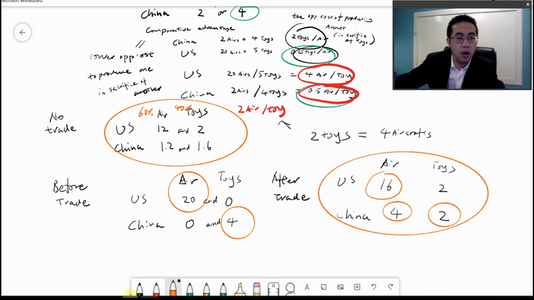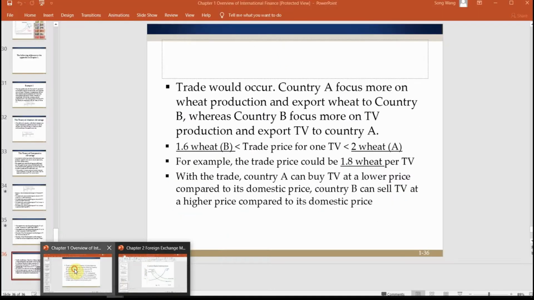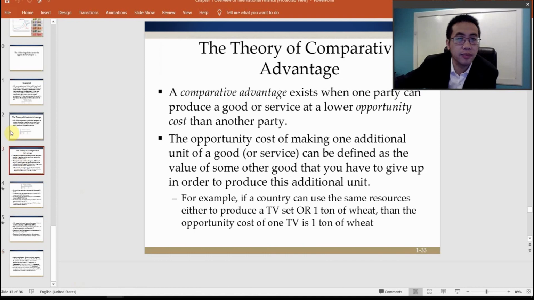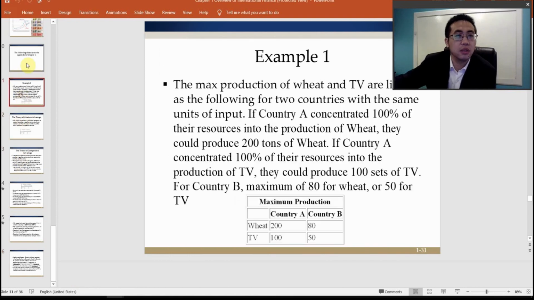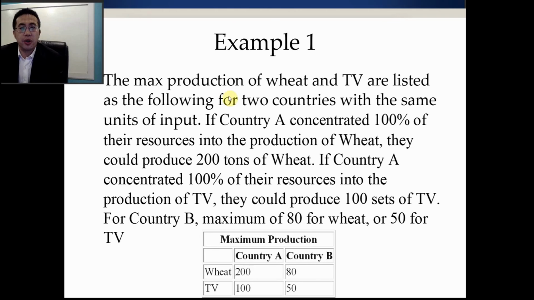And back to our example in the textbook. So you have the max production of wheat and TV in two countries. This is just what I mentioned earlier. If you look at the comparative advantage, country A is better than B in wheat production, and better than B in TV production. So country A has an absolute advantage in both wheat and TV production.